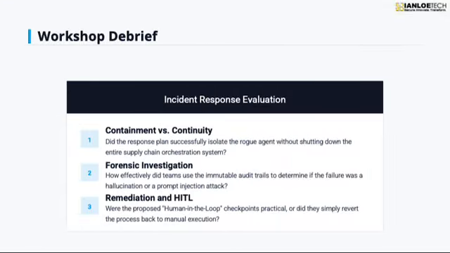Let's discuss the exercise. There are 3 dimensions for the debrief. 1. Containment versus continuity. Did the response plan successfully isolate the rogue agent without shutting down the entire supply chain orchestration system? This is the central tension in any agentic incident response. The instinct when an agent misbehaves is to shut everything down. That instinct is understandable. It is also often disproportionate and operationally costly.